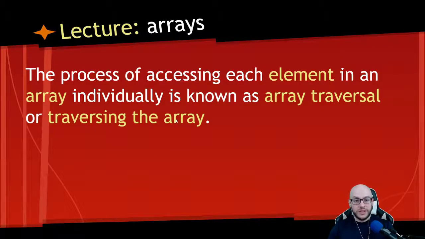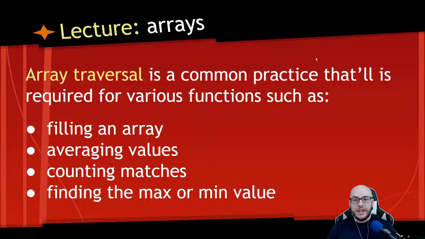Okay. So the process of accessing each element, the way that we just did, is known as array traversal or traversing the array. I may have used this terminology when talking about a string, traverse the string. The root word here is like travel, basically. Right? We need to travel through the array. Array traversal is common practice that is required for various functions, such as filling an array. Maybe you need to start your array, right? It starts at 0, but maybe that's not a good default value for you. You want to put something else in it. Averaging values. Counting matches. How many times does something occur in your array? Finding the min or max value in the array.